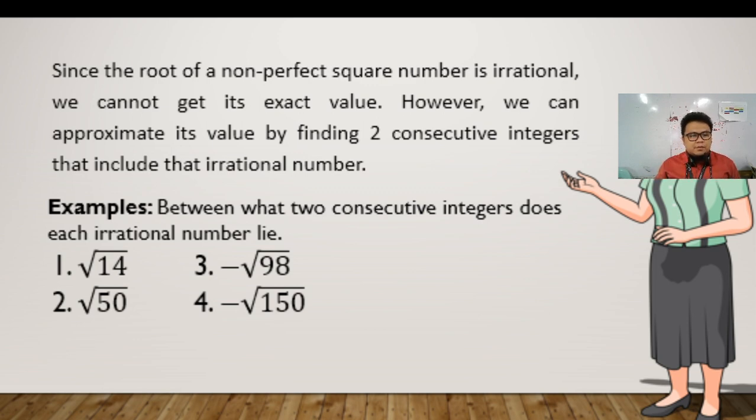Like for example, for number 1 we have square root of 14. For number 2, square root of 50. For number 3 is negative square root of 98. And number 4, the negative square root of 150. So let's start to answer number 1.